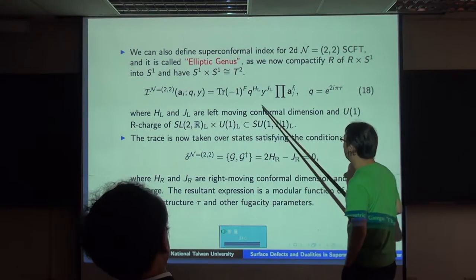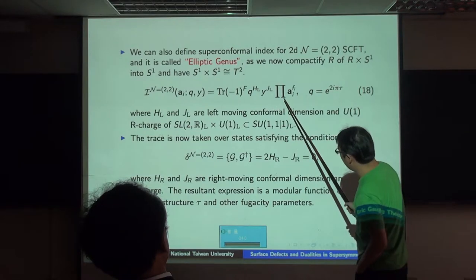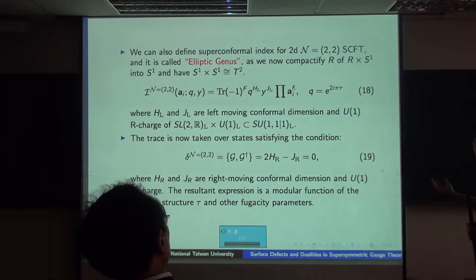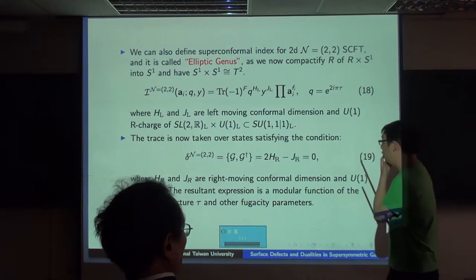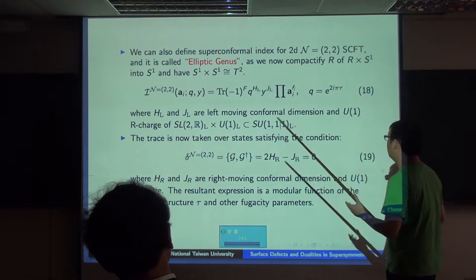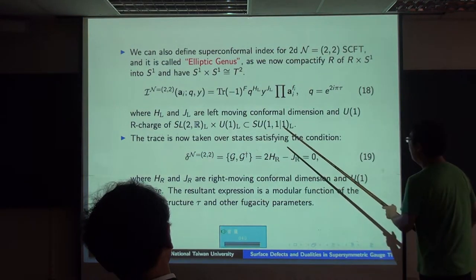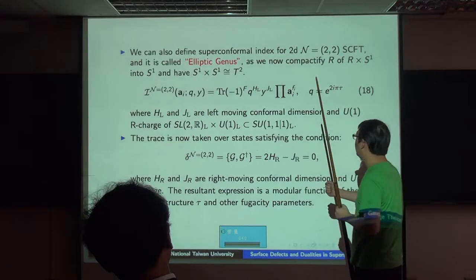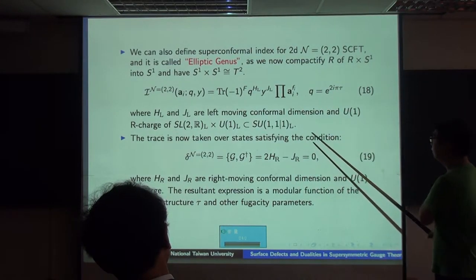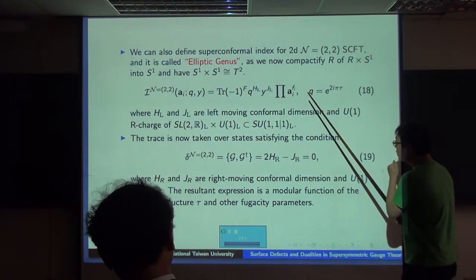Right, and that's the analogous definition for the superconformal index in 2D. But as I alluded to earlier, there can be a left mover and a right mover in two dimensions, so there are two copies of a superconformal algebra. The labels here, HL and JL, are the scaling dimension and the R symmetry of the left moving superconformal symmetry in two dimensions.